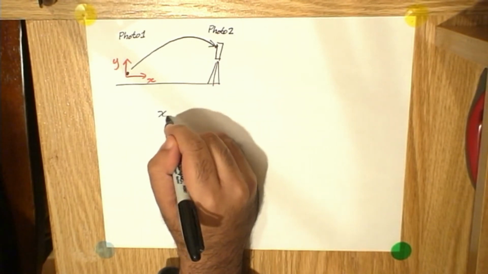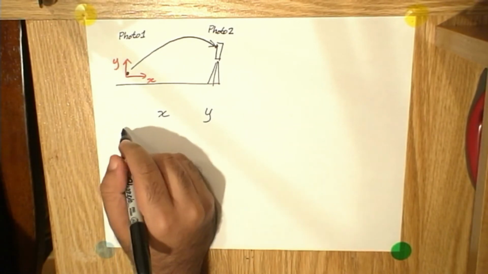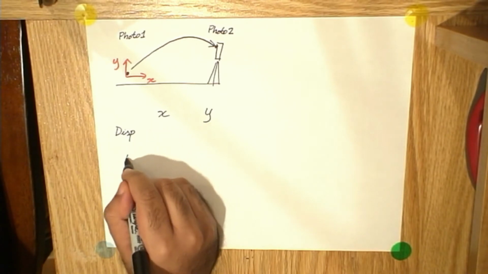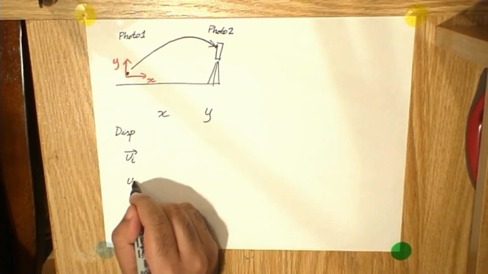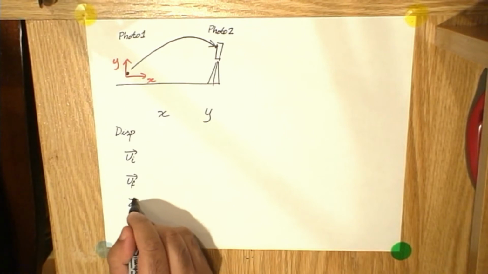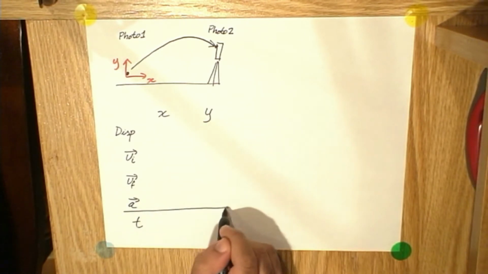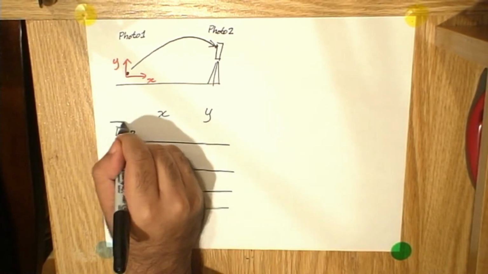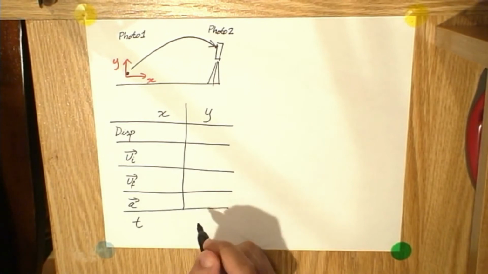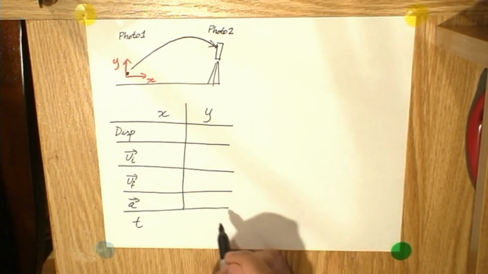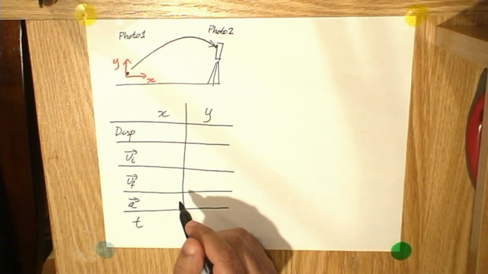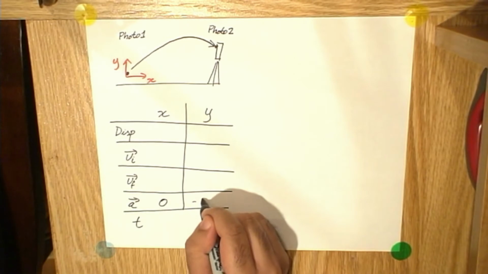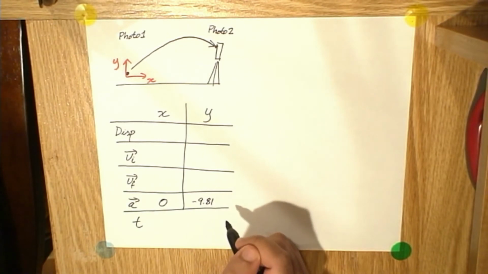Now, this is a two-dimensional problem. So let's list all of the things that we know. First things first, we know the acceleration because this is occurring on Earth. In x, the acceleration is 0, and in y, the acceleration would be negative 9.81 j hat meters per second squared.